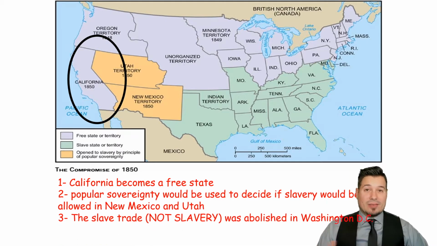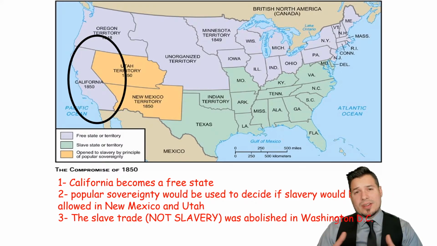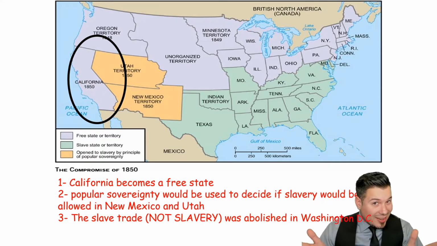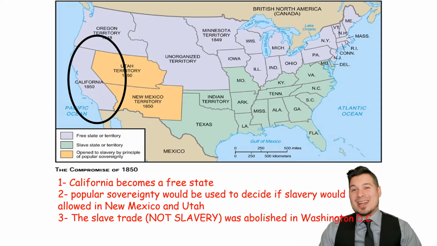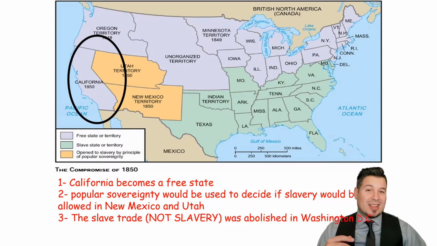And the slave trade, now not slavery, but the slave trade, would be abolished in Washington, D.C. The reason why is because they felt it was an embarrassment that you could buy another human being right down the street from the White House. And what I say to that is then get rid of slavery. But I digress, because in 1850 they weren't thinking like that. Instead, they masked the problem by just simply saying no more slave auctions here in Washington, D.C.